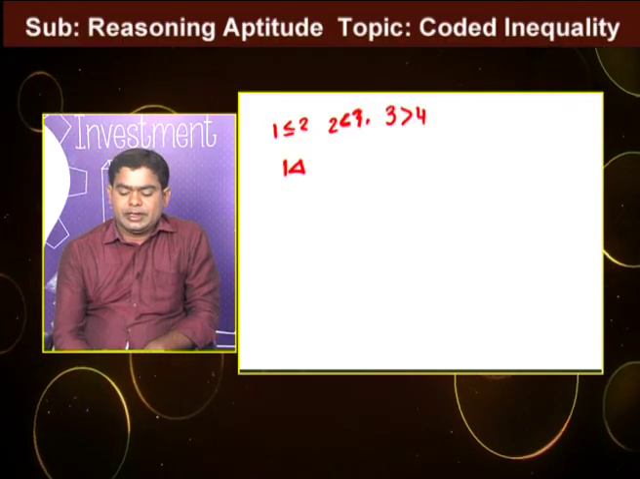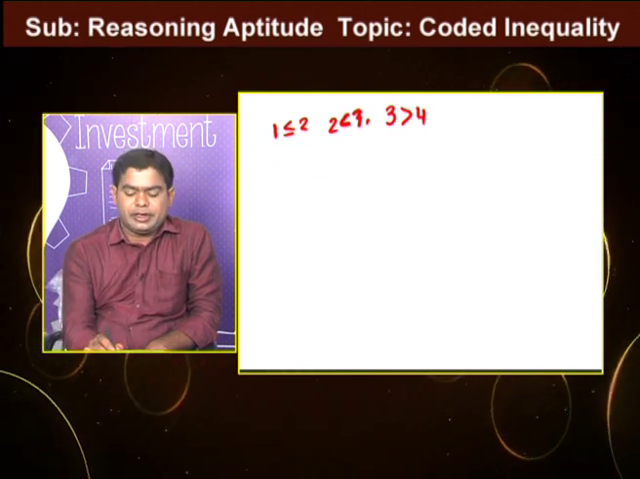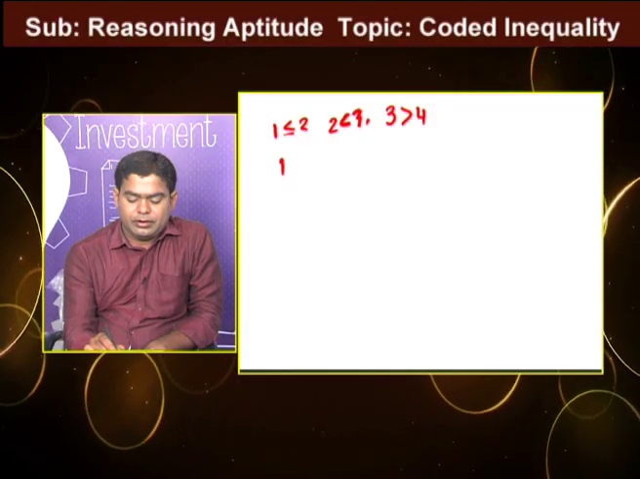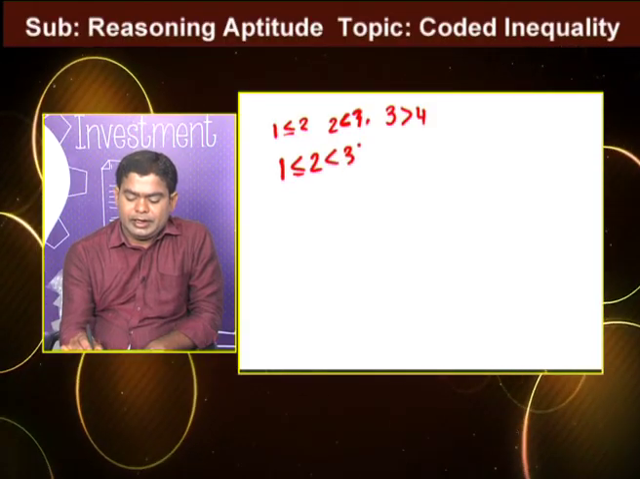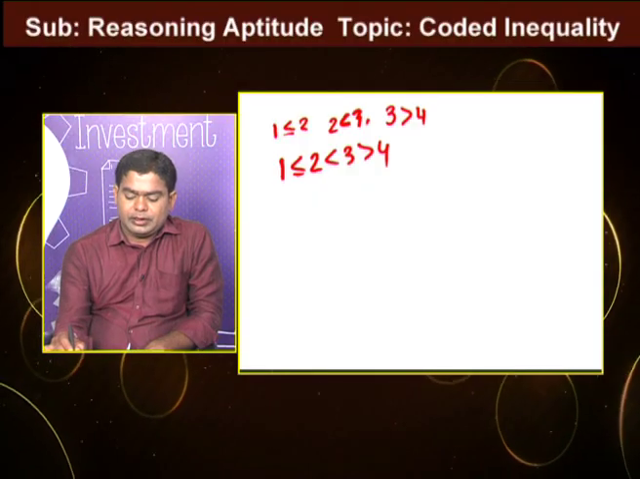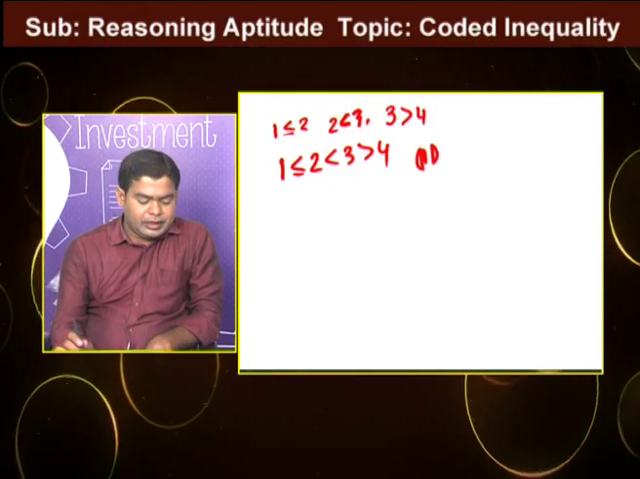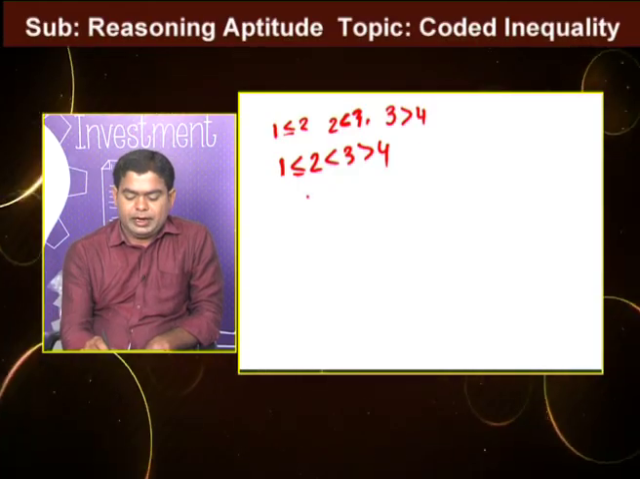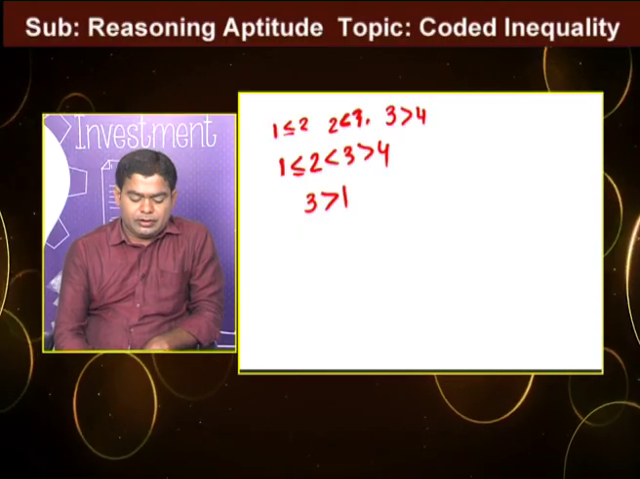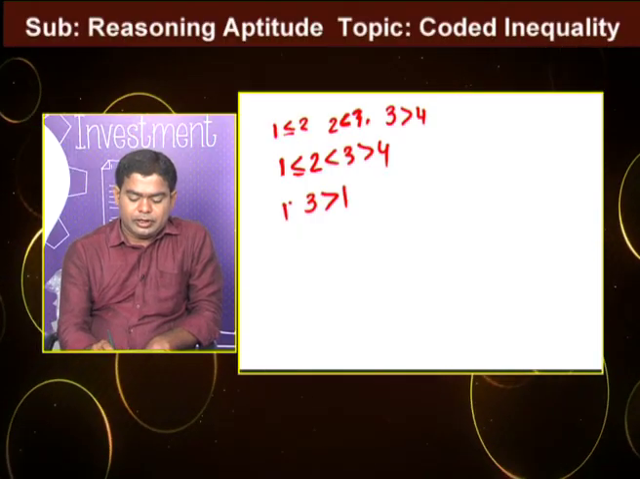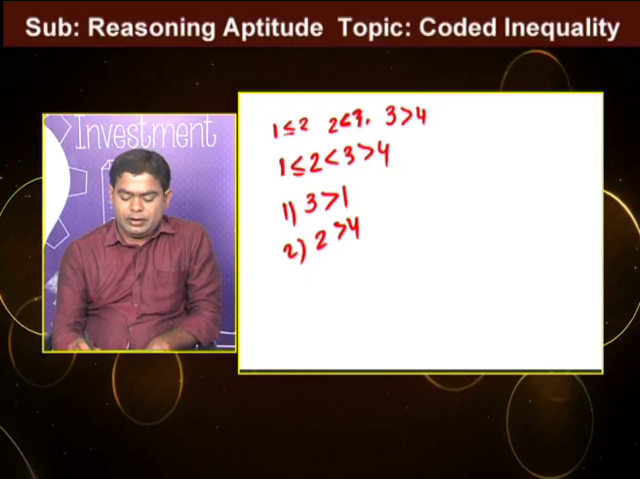This is the statement. First of all we combine the given statement. That one is 1 less than or equal to 2, 2 less than 3, 3 greater than 4. Next, conclusion 1. Conclusion 1 is 3 dollar 1. 3 dollar 1 means 3 greater than 1. Conclusion 2, 2 dollar 4 means 2 greater than 4.